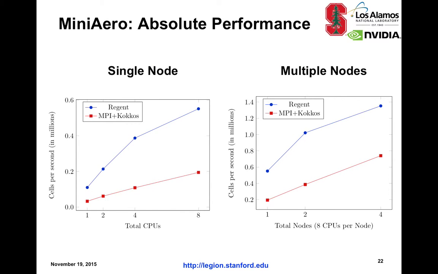On MiniAero, we did performance comparisons on up to 10 nodes, and we see that Regent scales well up to 4 nodes. Regent was also about 2 to 3x faster than MPI plus Kokkos on every core count. And the primary reason for this difference was that Regent was able to take advantage of a Legion feature to provide hybrid data layouts, which allowed us to take advantage of both SOA and AOS layouts for different fields, which gave us better cache performance.